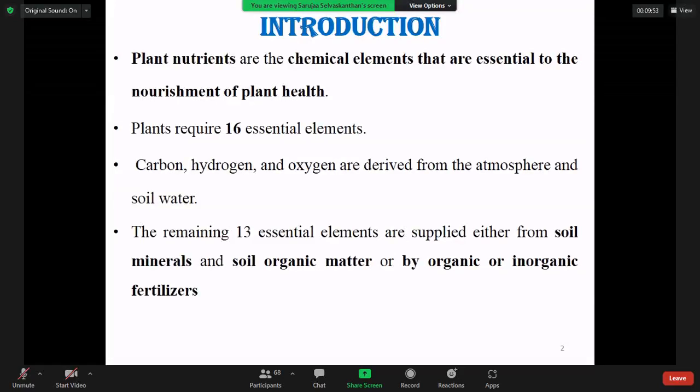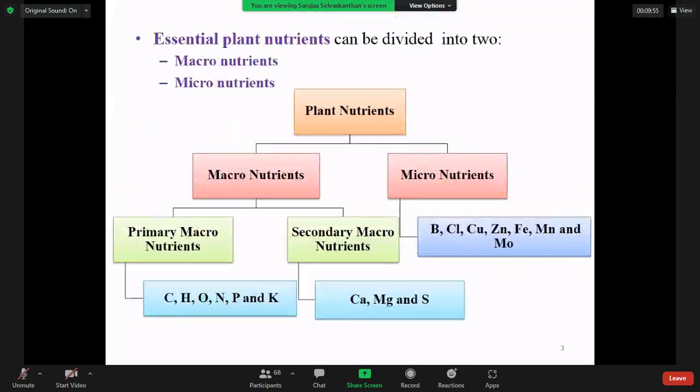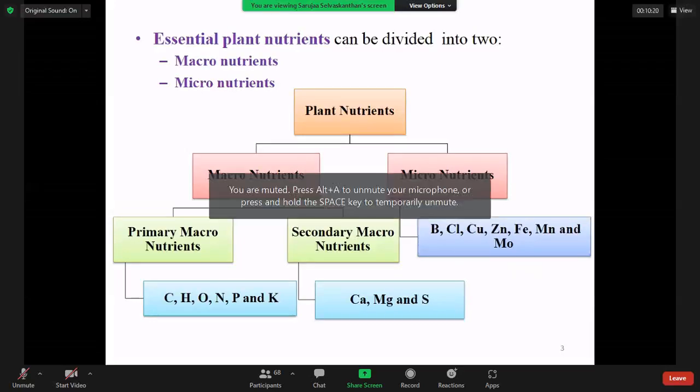Okay, ma'am. Then in these essential plant nutrients, the 16 can be divided into two, macro and micro. Anyone? What is macro? What is micro? I will ask because these are the things you already know, no? Sindhuja Balendra, what is macro and what is micro?